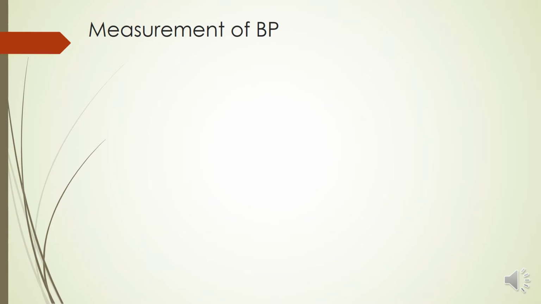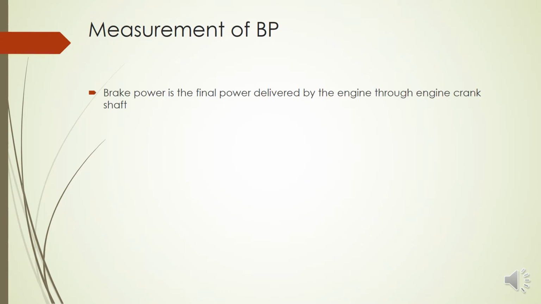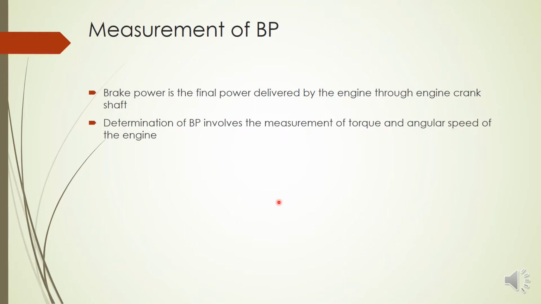So first, measurement of brake power. We already know that brake power is the final power delivered by the engine, or it is the power that we are getting through the crankshaft of the engine. For the measurement of brake power, we require two things: one is the torque and another one is the angular speed. So the brake power will be T into omega.